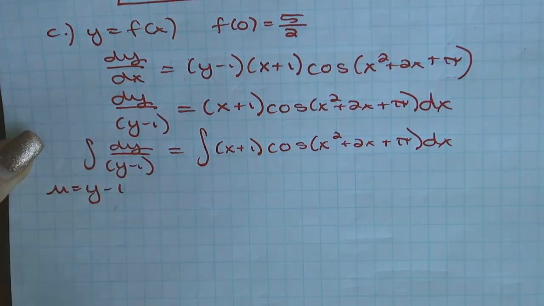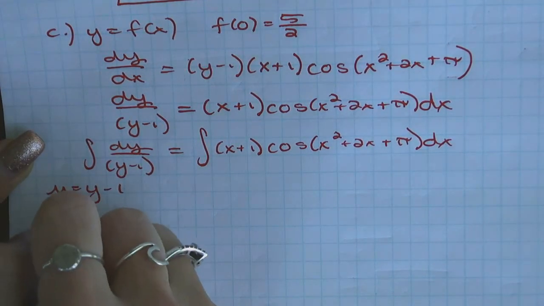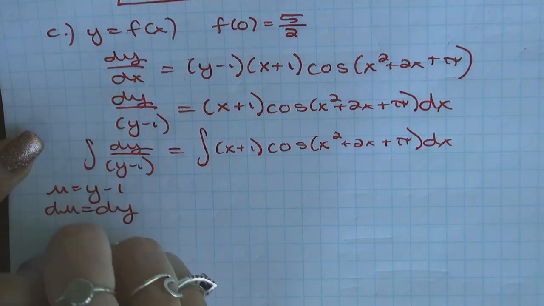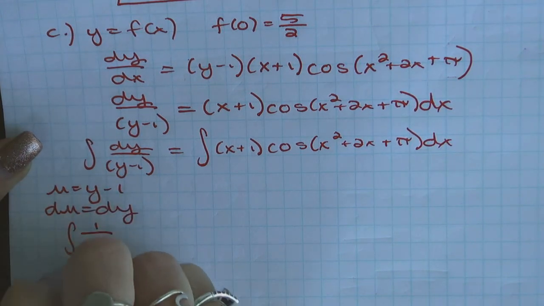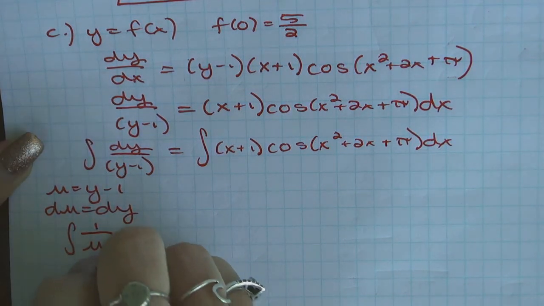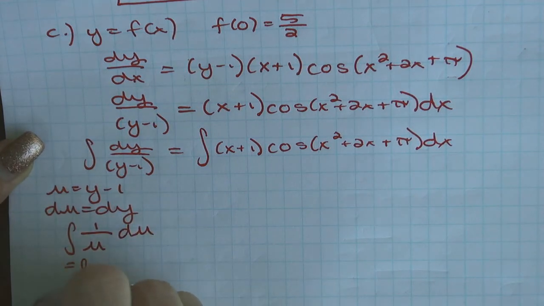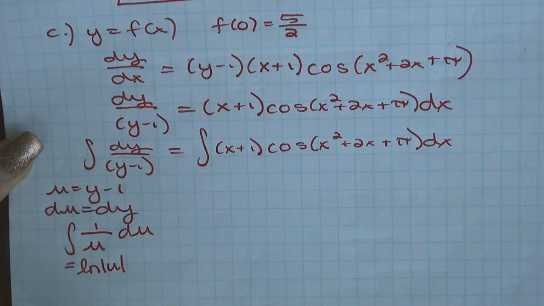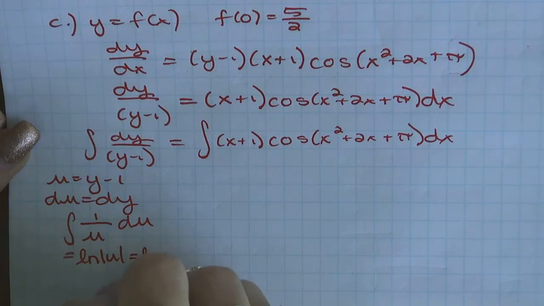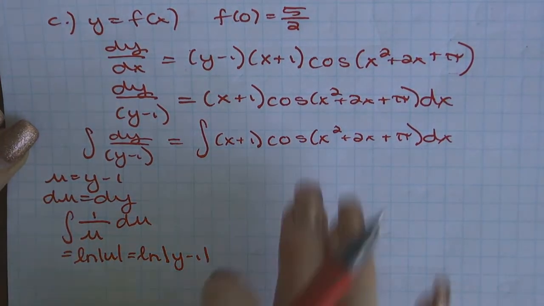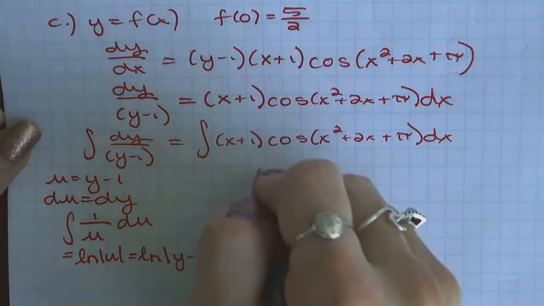So if I let u equal y minus 1, du is going to equal dy. So this very nice and easily becomes the integral of 1 over u du, which is going to be ln of the absolute value of u, which becomes ln of the absolute value of y minus 1. This guy's a little trickier.